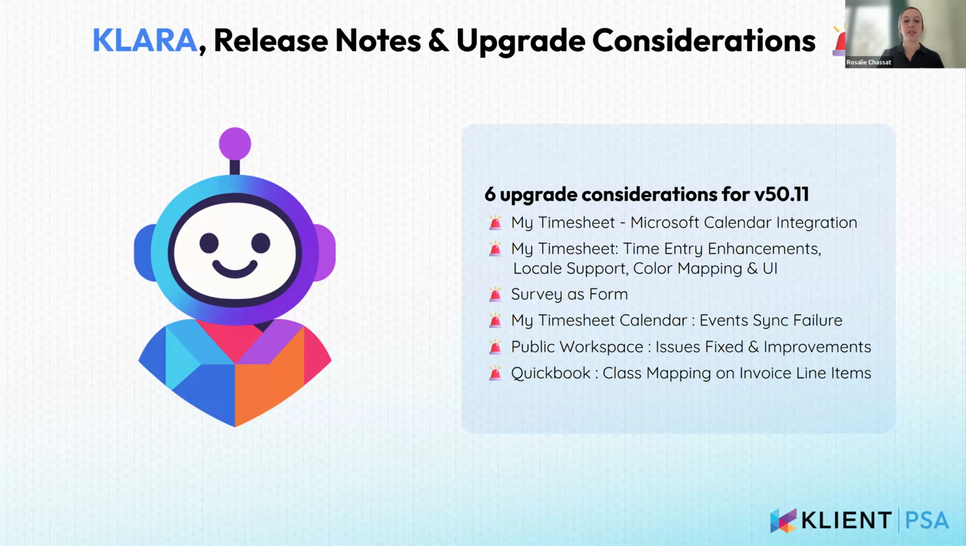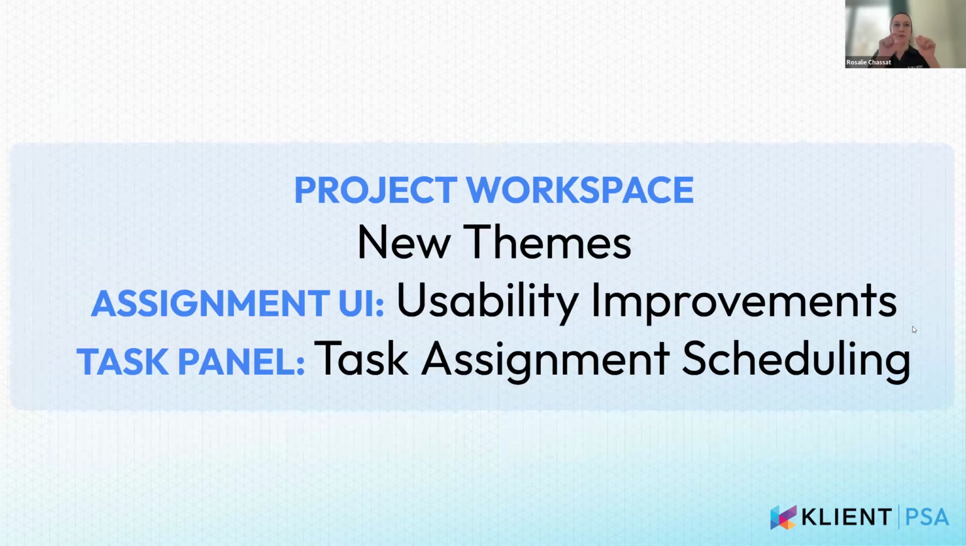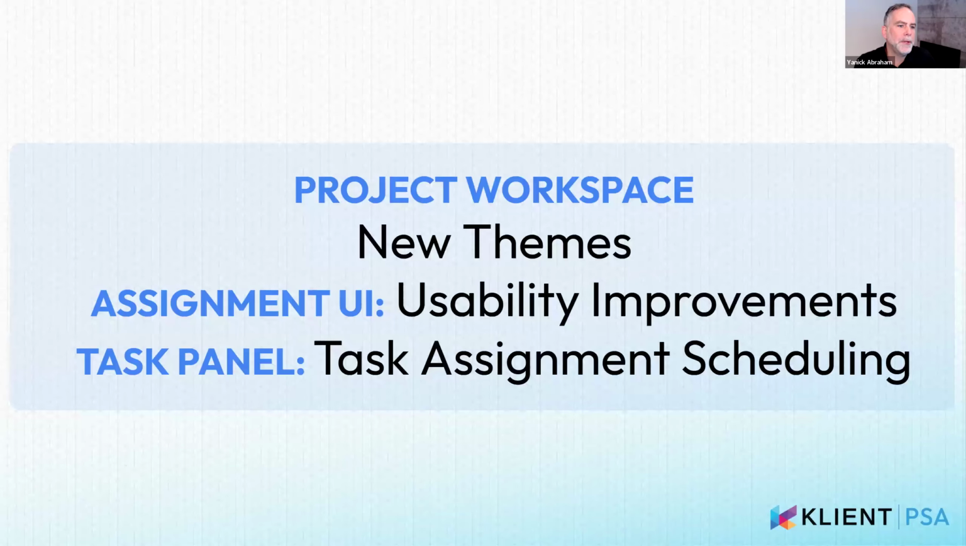Release notes and upgrade considerations. Version 50.11 has 6 upgrade considerations. We'll walk you through those as we demo, but you can have the full list here. And this is what we'll talk about. I'll pass the baton to Yannick for the demo portion. We'll talk Project Workspace, Task Panel, KANBAN, My Timesheet, which are the main things, and then resource planning. A lot of small improvements that should help you go faster and run your business more easily.